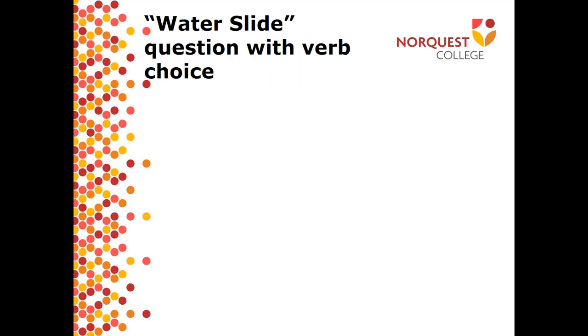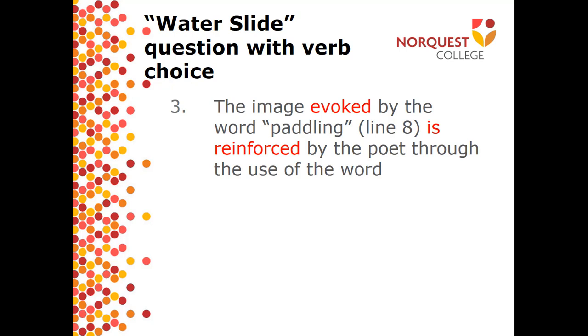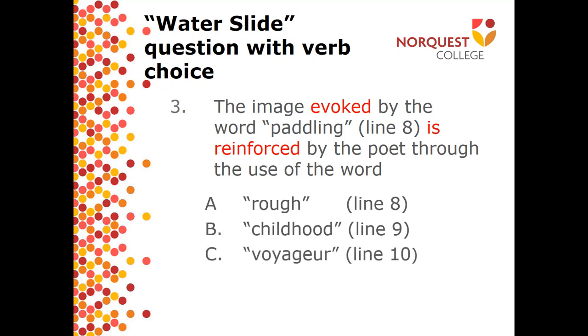Here's a water slide question that looks at the verb choice. The image evoked by the word paddling is reinforced by the poet through the use of the word. And now we've got two verbs, evoked and reinforced. Evoke is to call something forth in imagery, and reinforced is a statement that is restated. So I want a word that is going to connect to paddling. Is it A, rough, B, childhood, C, voyageur, or D, slippery? Now if I go back to my footnotes, I understood that a voyageur is a boatman, and so boat and paddling are connected, and therefore the answer is C.